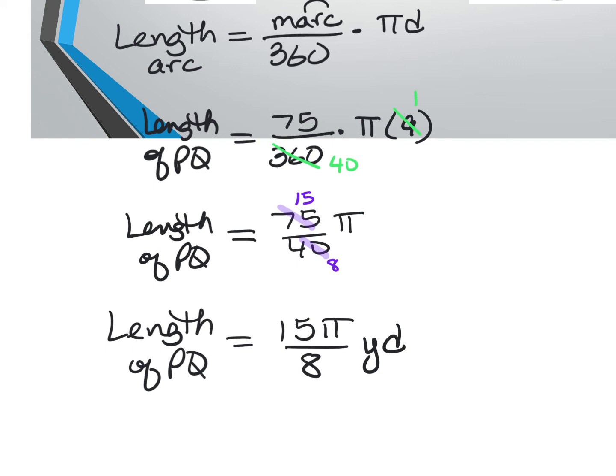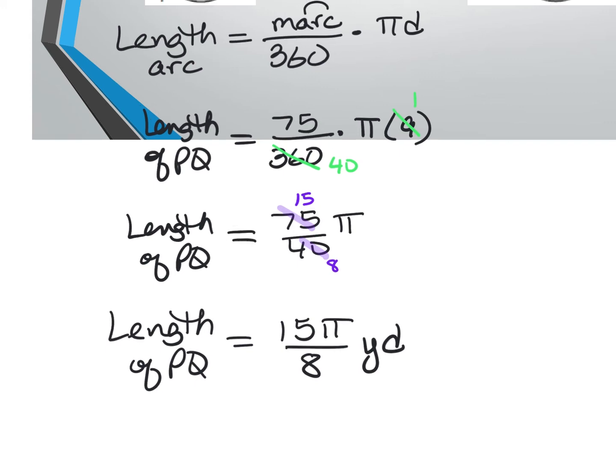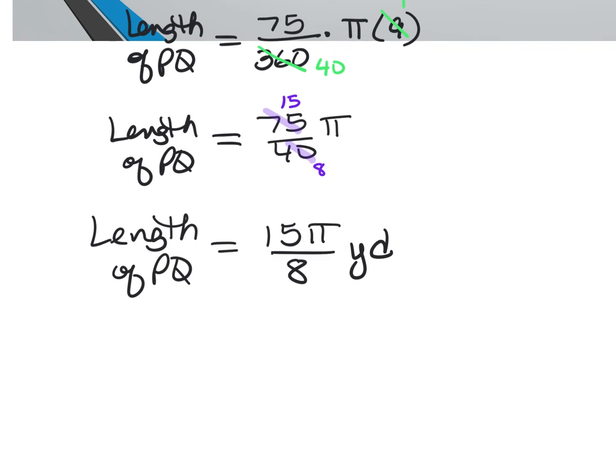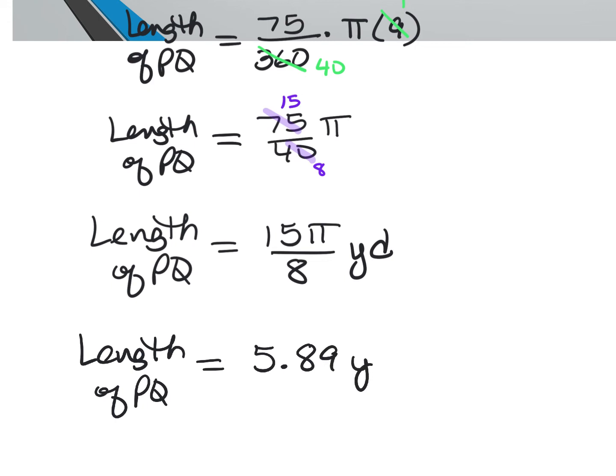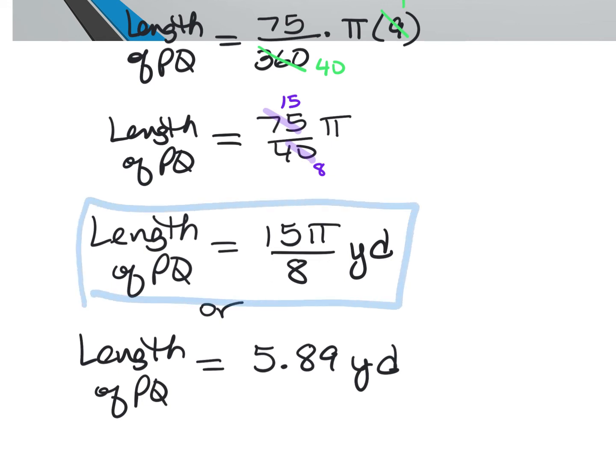Now, using your pi button, you would do 15 times pi, divided by 8. Using your calculator, the length of PQ, rounded to the hundredths place, is 15.89 yards. So again, if it says leave in terms of pi, that is your answer. If they don't specify, that means you're using your pi button.